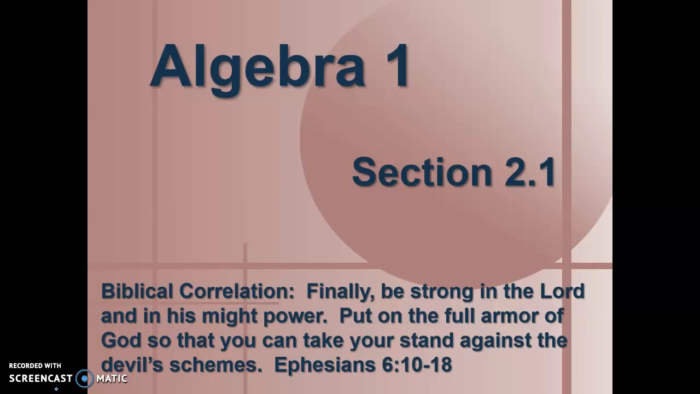We are getting ready to start Section 2.1, and our biblical integration or correlation for this section is Ephesians 6:10 through 18. Finally, be strong in the Lord and in his mighty power. Put on the full armor of God so that you can take your stand against the devil's schemes. Now, we know in our spiritual lives we have to be fully equipped, and if we're missing any piece of that armor or any piece of the equipment, we are not fully prepared. It's the same in math. We've got to be fully equipped with all of the correct vocabulary and understanding and foundational skills so that we can take on these math problems one at a time.